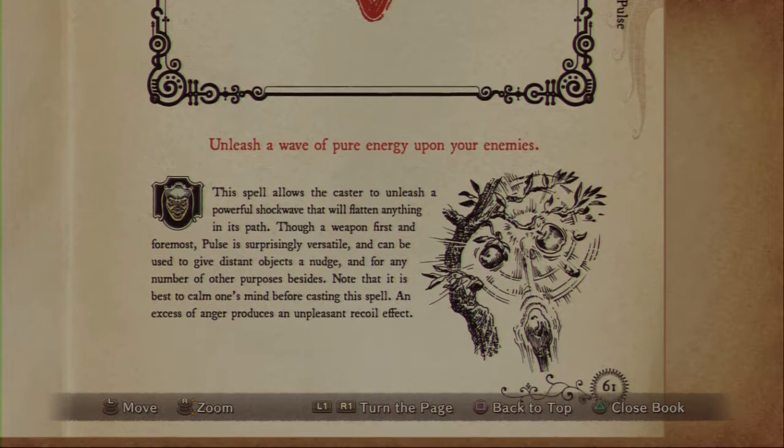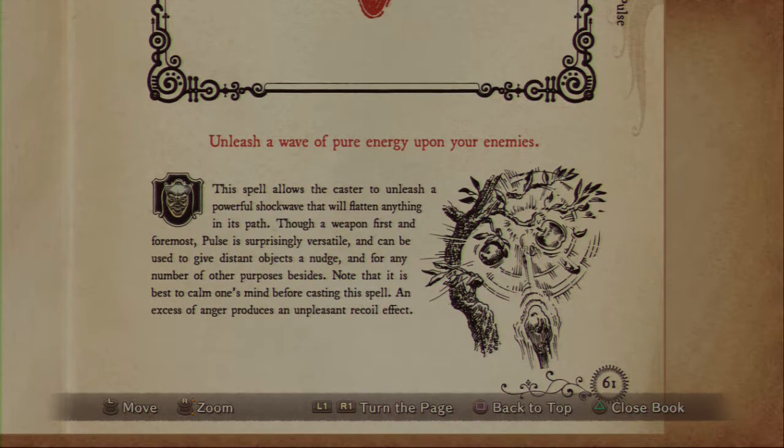Unleash a wave of pure energy upon your enemies. This spell allows the caster to unleash a powerful shockwave that will flatten anything in its path. Though a weapon first and foremost, Pulse is surprisingly versatile, and can be used to give distant objects a nudge, for any number of purposes besides.